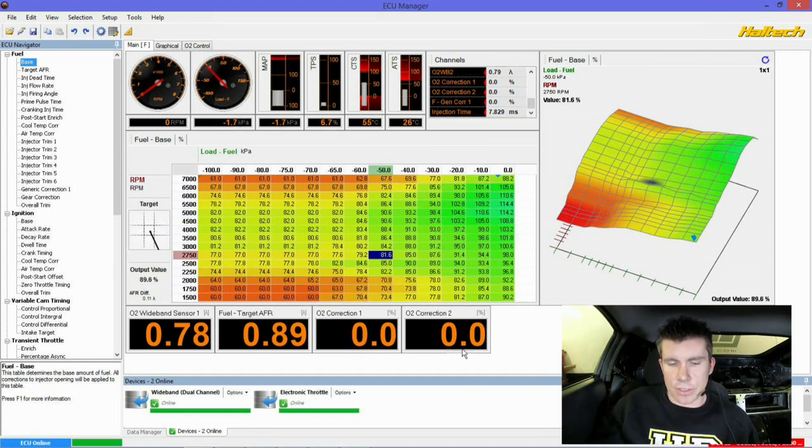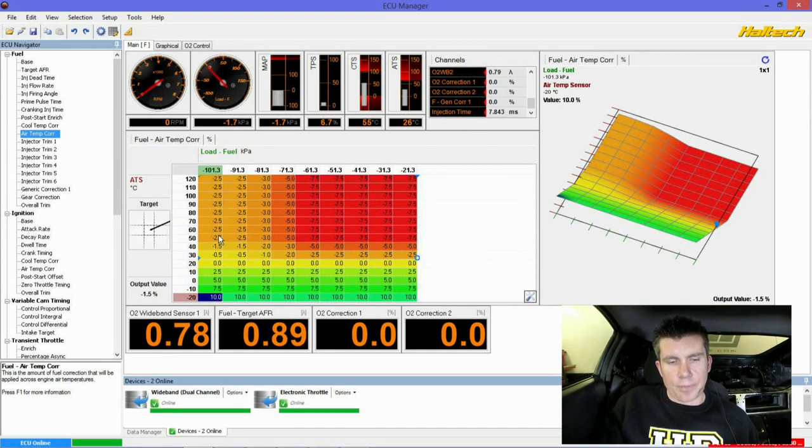We've got our two O2 corrections, which will help compensate for any small changes, but in the perfect world, we'd like that feedback control to have to do very, very little. So let's look at one of the first tables that we have available, which is our air temperature correction table.